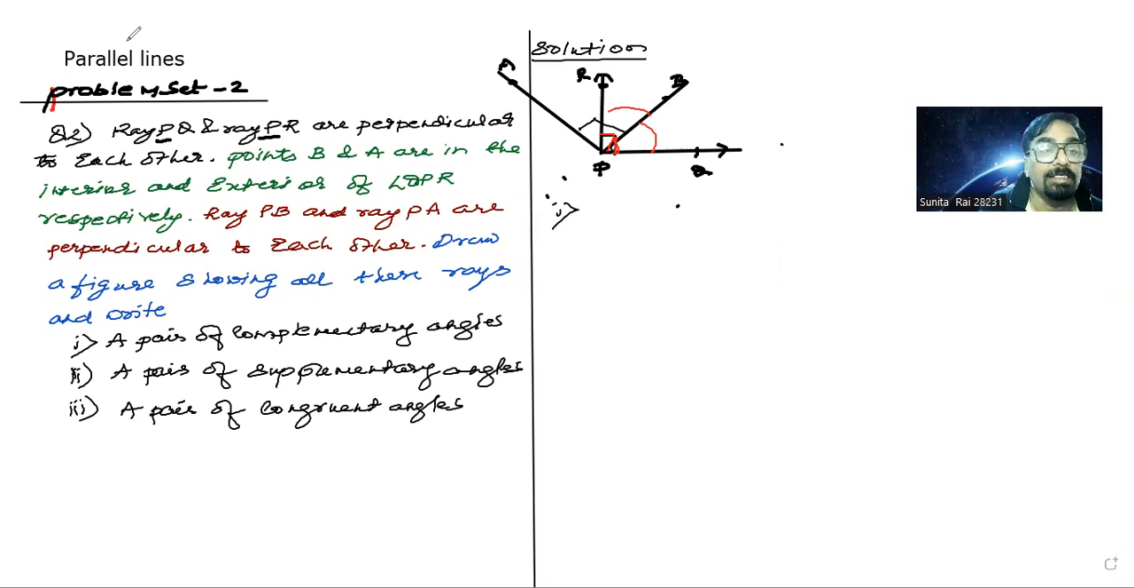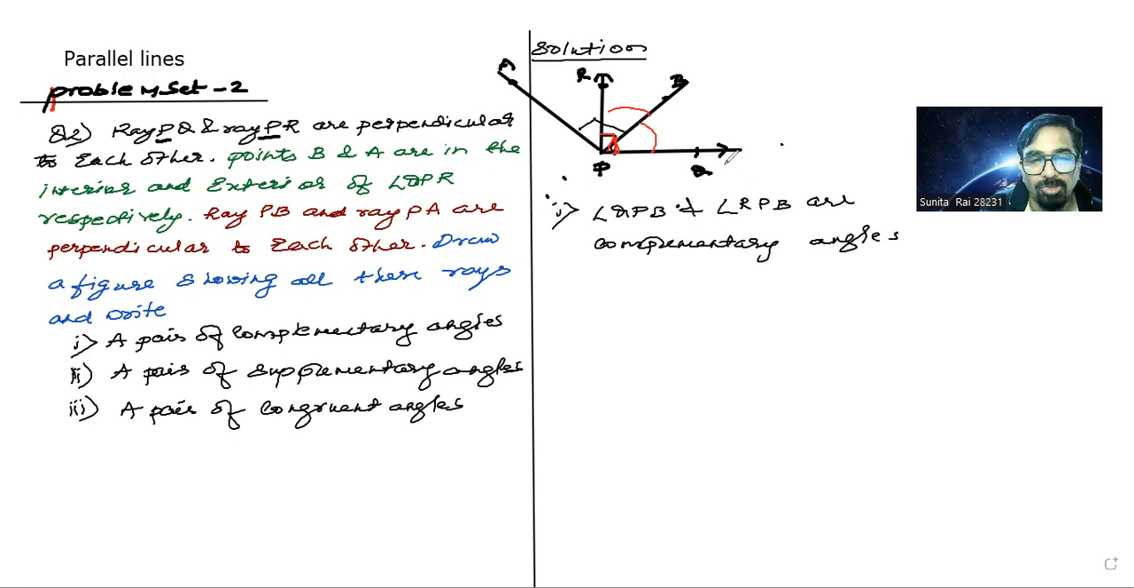So I can call them, please have a look here, angle QPB and angle RPB are complementary angles. But that is not over, children. You can see one more pair here when you look at it carefully. Okay, I mean there is only one pair asked, but I'm giving both the pairs. Okay, it's up to you.